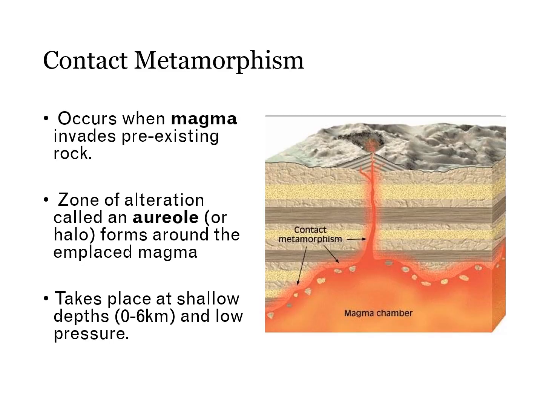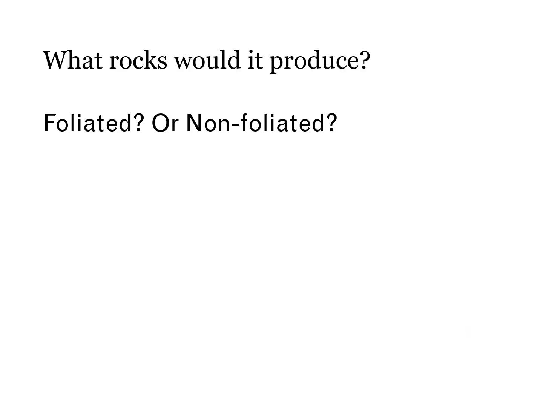The first of these is contact metamorphism. It occurs when magma invades pre-existing rock and alters these rocks in a zone of alteration called an aureole, which forms around the emplaced magma. This takes place at shallow depths, roughly 0 to 6 kilometers, and at low pressures. What would it produce?